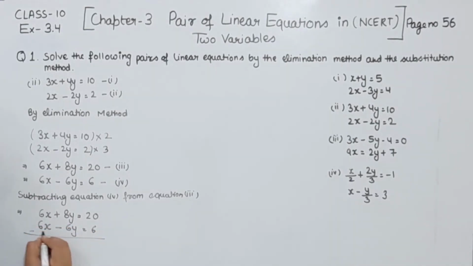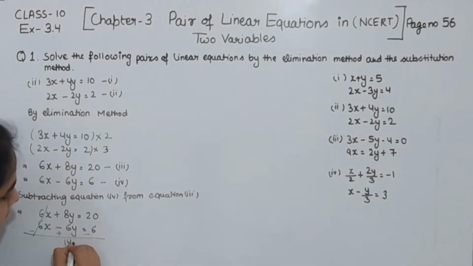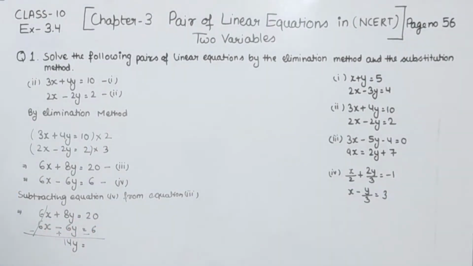Now I'm going to subtract this one. For that one, you have to change the sign. So plus minus cancelled. Here we are having the plus. So 6 plus 8 we are having as equal to 14y, and here we are having plus minus minus, we will have as equal to 14.